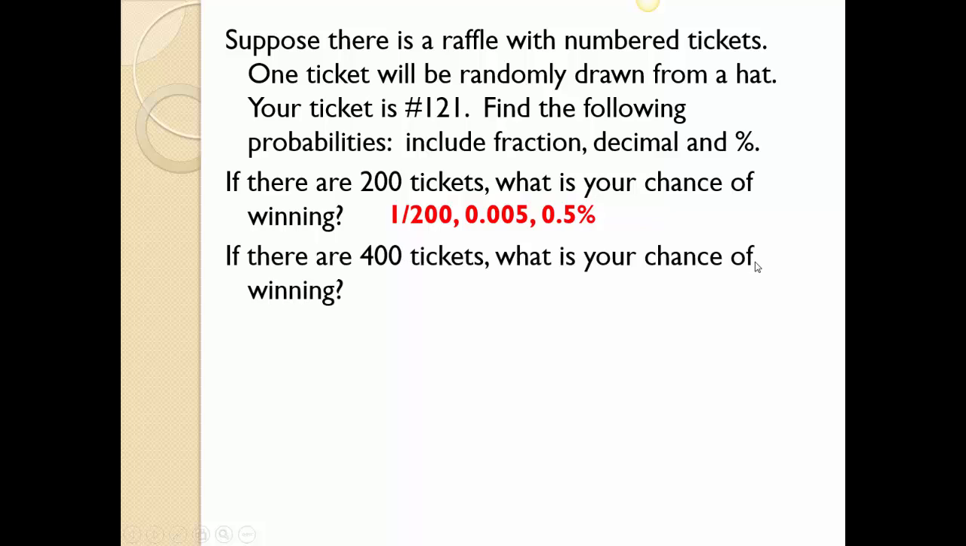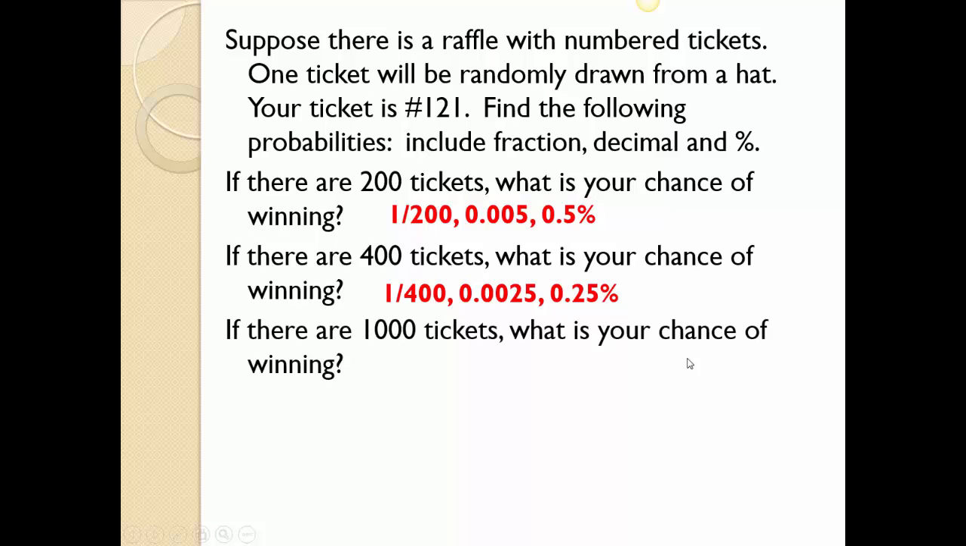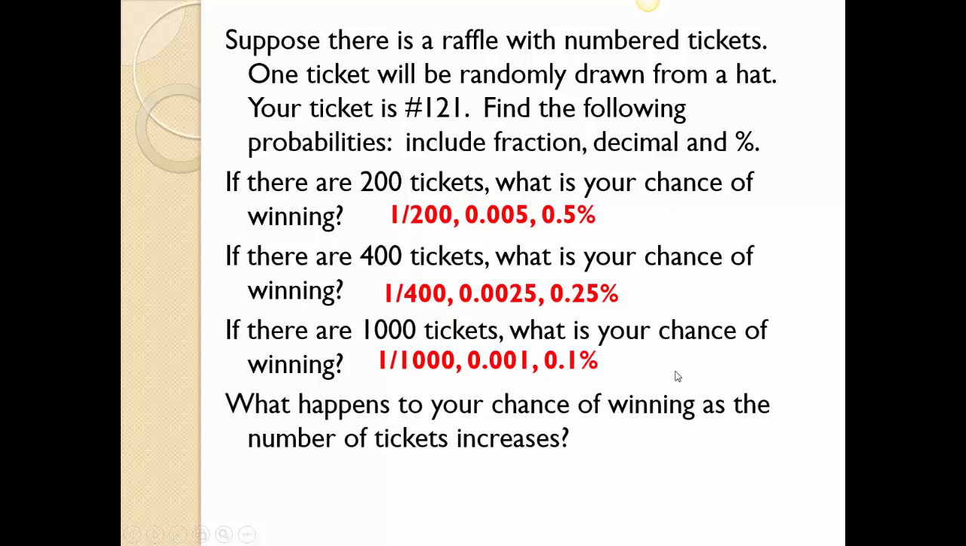If there are 400 tickets, what is your chance of winning? Okay, 1 out of 400, divide to get the decimal 0.0025, and then multiply by 100 to get 0.25%. If there are 1,000 tickets, what is your chance of winning? 1 out of 1,000, divide by 1,000, 0.001, which is 0.1%. What happens to your chance of winning as the number of tickets increases? Your chance of winning is going down.